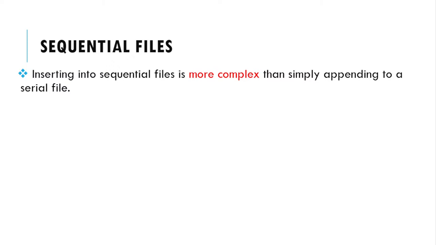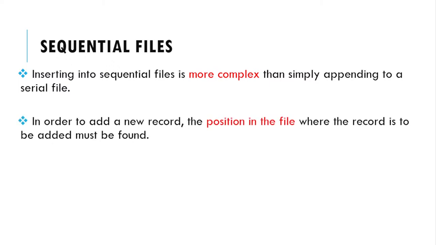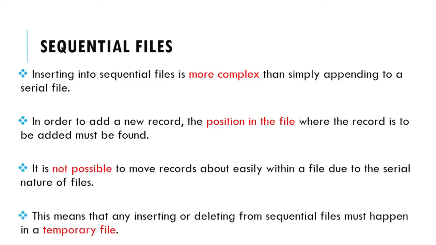So inserting into a sequential file and deleting from a sequential file is what you're going to get asked about. Look at the past exam questions. This is where they always go to. Inserting into a sequential file is more complex, because it needs to be in the right place. In order to add a new record, the position in the file where the record is to be added must be found. So we need to know the point of insertion first. If it's not possible to move records, we need to end up copying to a new file. And that means we need a temporary file to do that.